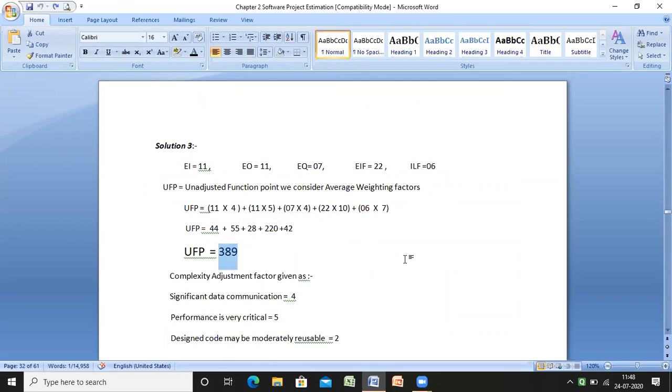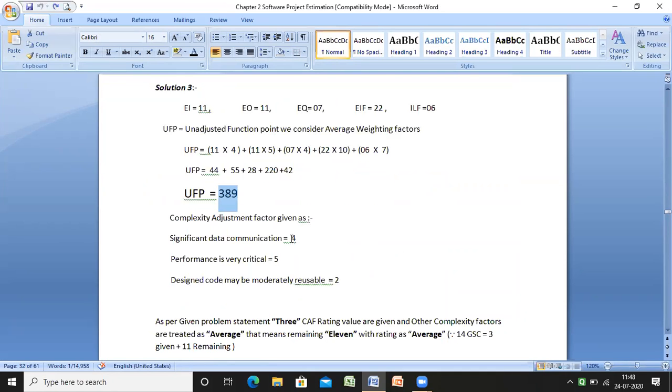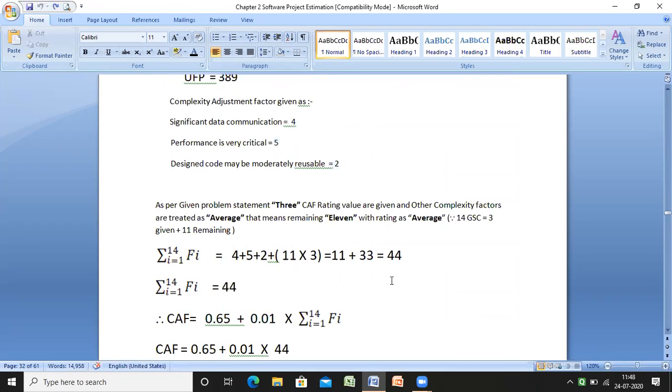This is the unadjusted function point. So for the complexity adjustment factor, they have mentioned 4 is significant data communication, performance critical 5, and code may be moderately reusable, this is 2. So as per the given problem statement, there are 3 complexity adjustment factor ratings over there. Remaining 11 are treated as average. So out of 14 general system characteristics, 3 are given, 11 are remaining.